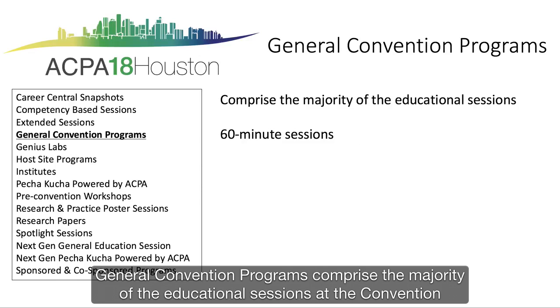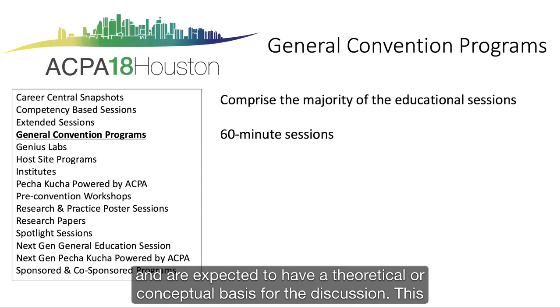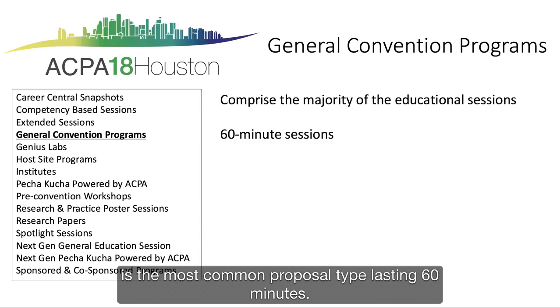General convention programs comprise the majority of the educational sessions at convention and are expected to have a theoretical or conceptual basis for the discussion. This is the most common proposal type, lasting 60 minutes.